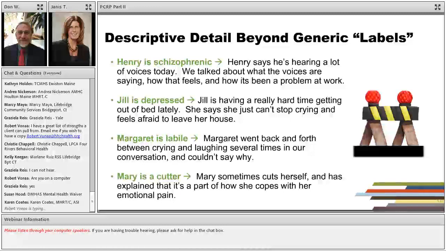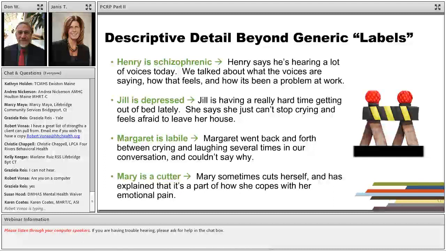We would just caution people to be really careful about defaulting to labels. Sometimes we default to shortcuts when we're doing our documentation and our planning. It is okay to be clear and explicit about the fact that a person may be having significant difficulty in their experience of symptoms with functional impairments. But as you can see from some of the examples up here, you really want to be descriptive about what that looks like for that particular individual.